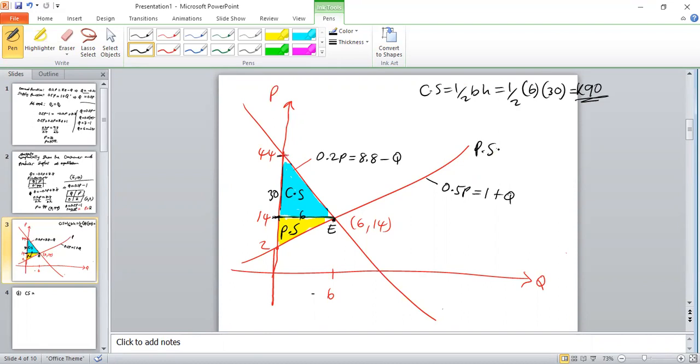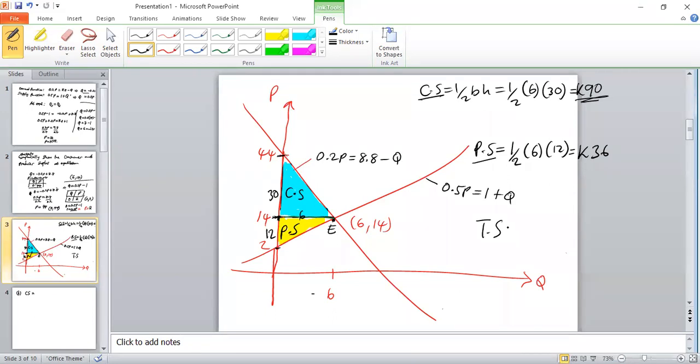Producer surplus is the area of the triangle below. What's the height? What is 14 minus 2? It's 12, good. The base is the same, so we use the same formula, half. Half of the base 6 is 3, and 3 times 12 is 36. Yes, 36 kwacha.